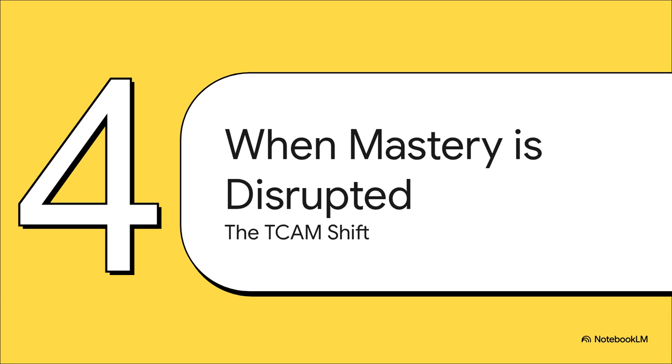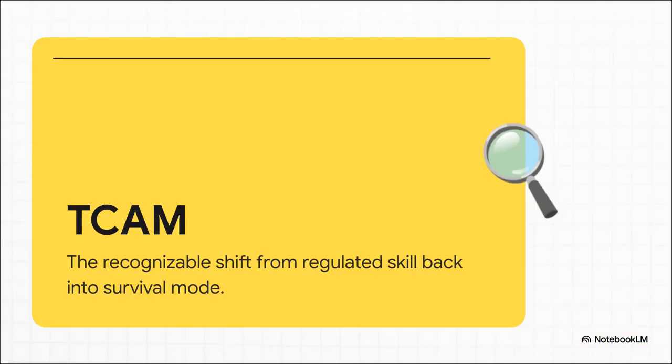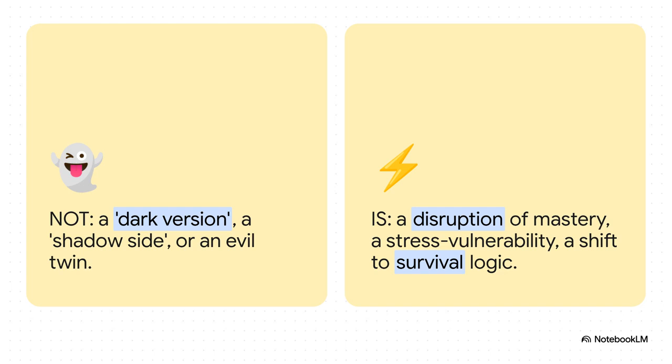But here's the thing. That state of mastery isn't permanent. If you're under enough stress, it can be disrupted. And that brings us to the final piece of the model, what's called the TCAM Shift. TCAM is that recognizable shift you feel when the pressure just gets too high. It's that moment your regulated, useful skill suddenly reverts back to its original survival programming, and it becomes more rigid, more reactive, and way more defensive. This distinction is so important. TCAM is not a dark version of you or some evil twin. That's way too dramatic. It's actually a really practical concept. It's just a disruption of mastery. It's a predictable vulnerability to stress that pulls you right back into survival logic. There's nothing mystical about it.